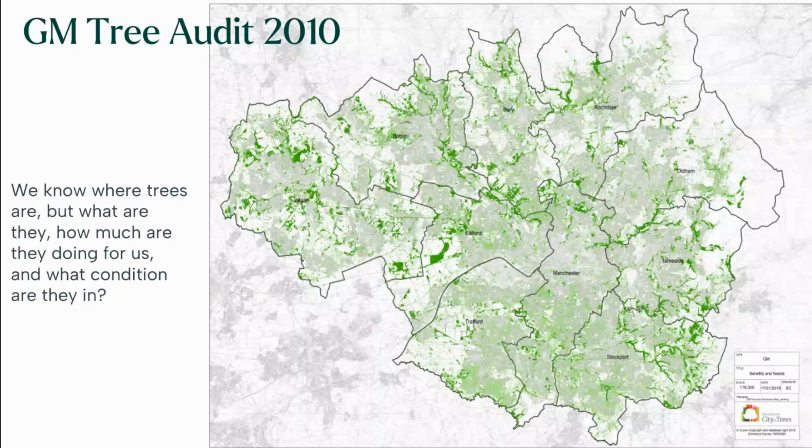We had already commissioned a piece of work from 2010. This is basically using Bluesky mapping, the tree audit, which gave us a great wealth of information about where our trees were, and it shows us all of the broad patterns of tree cover, and it gave us a figure of about 16% tree cover. But what it doesn't do is show us what condition they're in or tell us what they're doing for us.